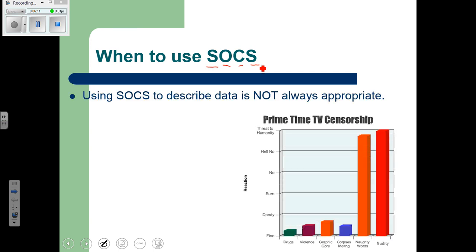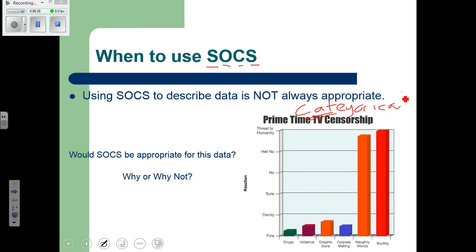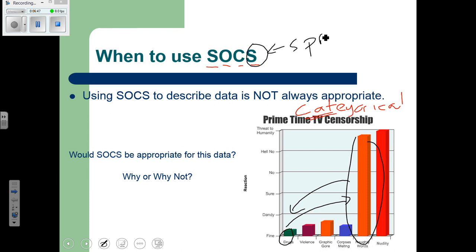Sometimes it's not appropriate. So if you look at the primetime TV censorship bar graph, SOCS isn't necessarily going to be appropriate for this, and that's simply because this is categorical data, right? That's categorical, and there's no rhyme or reason. All of a sudden, I could switch this bar that discusses people opposed to drugs being on TV and naughty words, if you will. There's no rhyme or reason why they're in this order, so all of a sudden things change a little bit. And think about spread. How would you quantify spread in data like this? You couldn't really come up with a range.